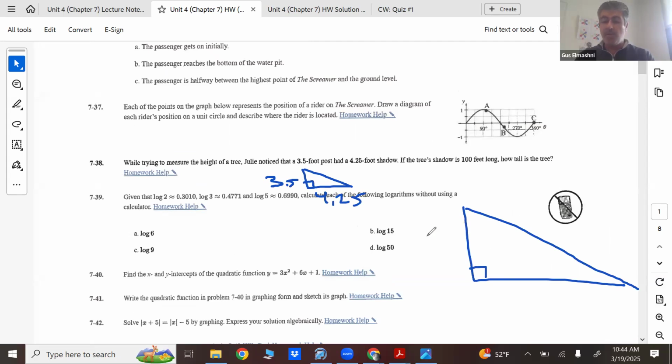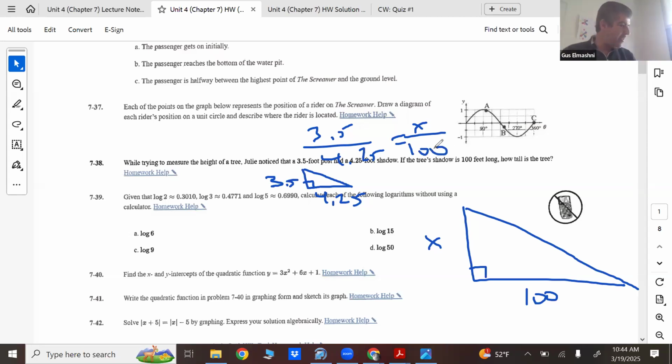Do we know the height of the tree? No. Do I know the shadow? Yes. How do I set this up? I got 83.3, but you got 82.4. Maybe just punching the calculator wrong. I don't know. Actually, maybe CPM's wrong. Let's find out.